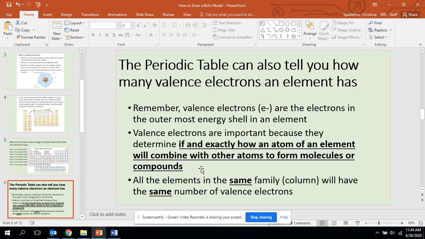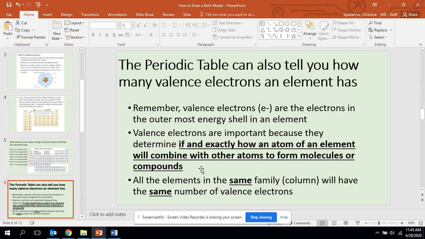The periodic table can also tell you how many valence electrons an element has. So this should be some review from yesterday. Remember that valence electrons are the electrons in the outermost energy shell in an element. So valence electrons are electrons. They're not a different type of electron. They're just the electrons that are hanging out on the outermost shell of that element.